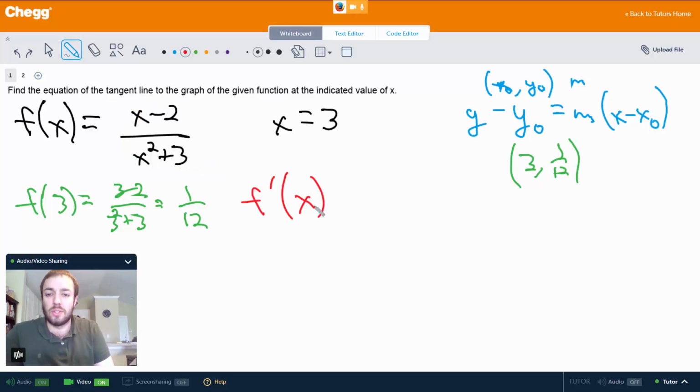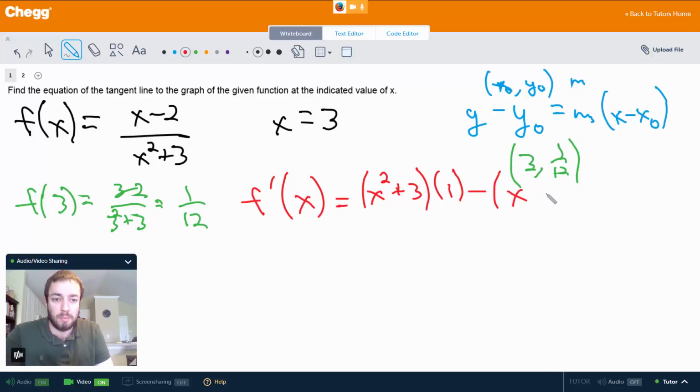So the quotient rule says the derivative is going to be the bottom, which is x squared plus 3, times the derivative of the top. The top is x minus 2, so its derivative is just 1. And then we're going to subtract the top times the derivative of the bottom, and the bottom is x squared plus 3, so its derivative is 2x. And then we divide all of that by the bottom squared, (x squared plus 3) squared.